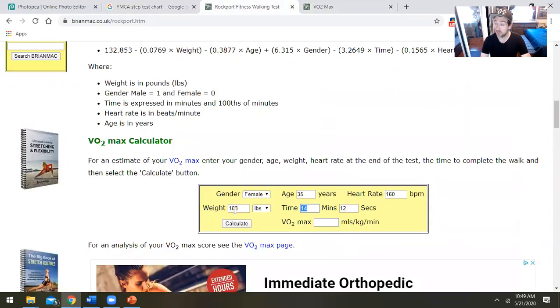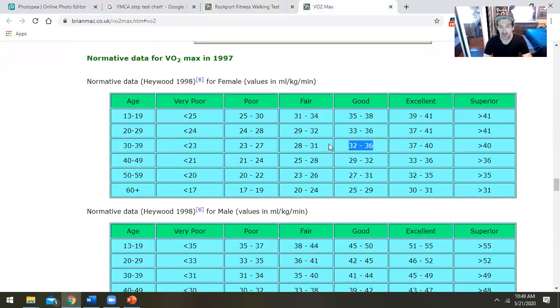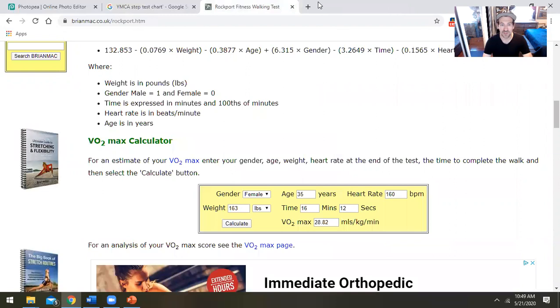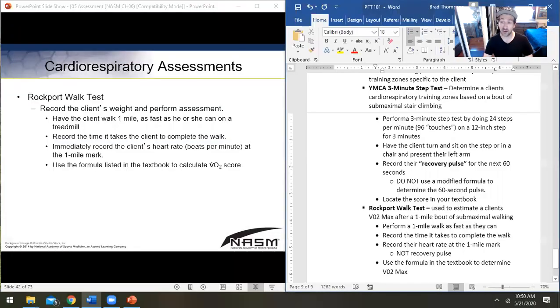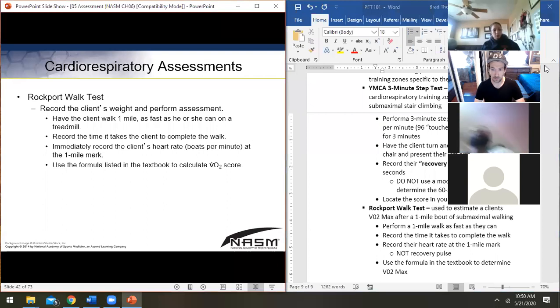But let's say it took them a little bit longer to perform. Let's say it took them 16 minutes. We had 2 minutes on there. Their VO2 is going to drop all the way down to 28. That's only going to be fair, right? So those are what we're looking at when it comes to our Rockport walk test. It just gives you an idea of where to start your client when it comes to performing their cardio.